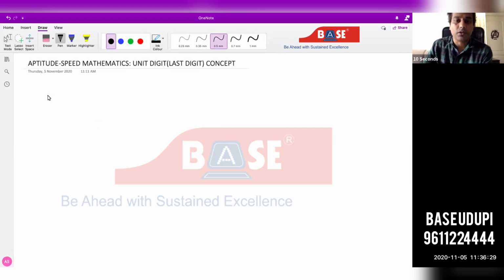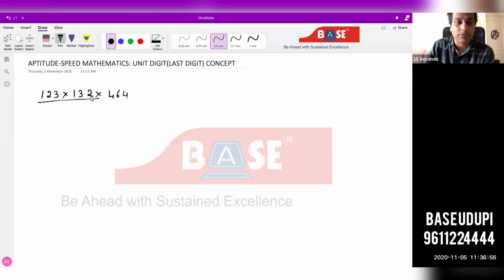Let me take the unit digit concept today. Say I take 123 into 132 into 464, a simple one, where you have to multiply and get the last digit of the product. Before we take 123, 132 and 464, let's take only 123 and 132 to start with.